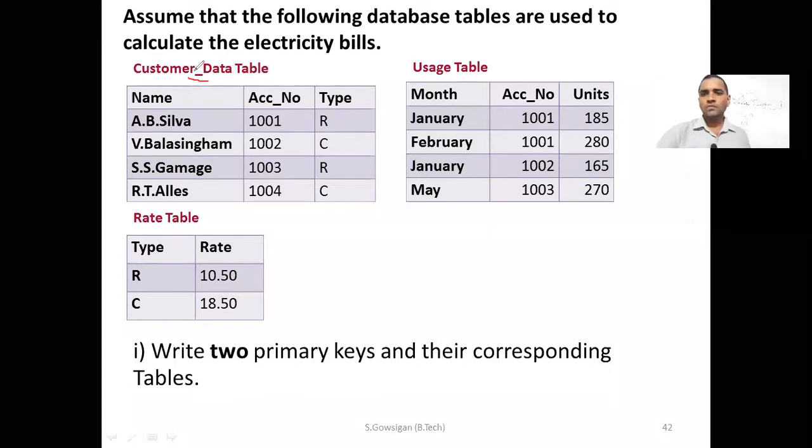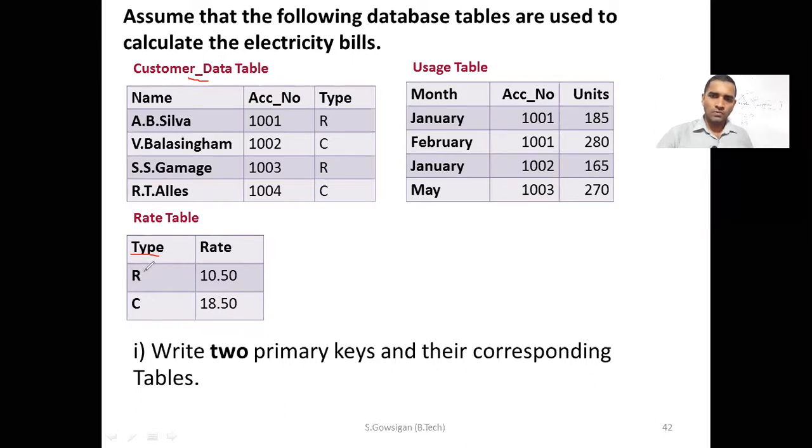Okay, right. Give me one more primary key, because you have to give 2 primary keys. Give me one more. Rate table, type in rate table. Okay, let's see. Type in rate table. In the rate table, you have rate and you have type.